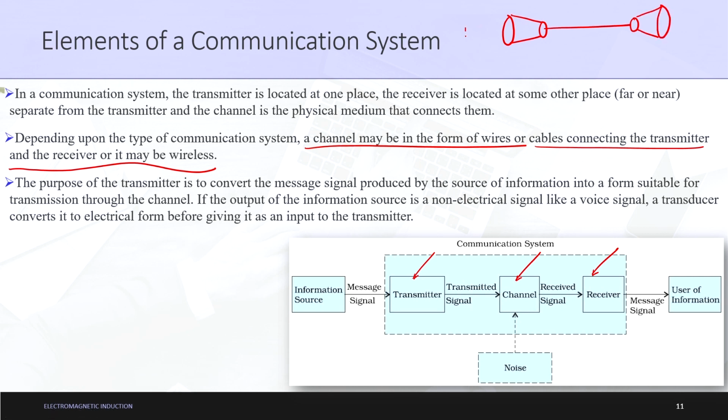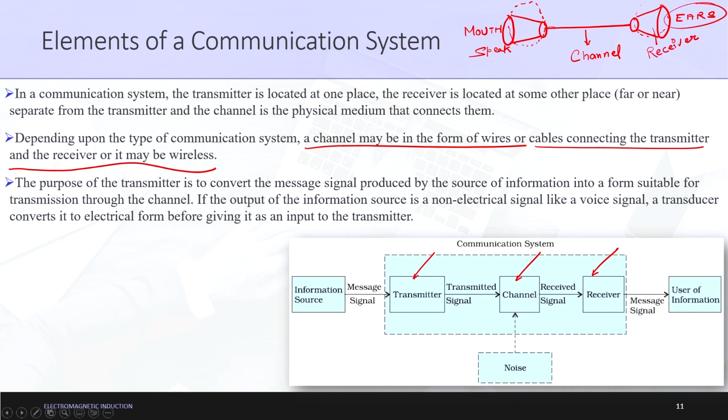Let us say one person's mouth is kept here and another person's ears are kept here. If you speak something, then you are the information source. The message is a voice signal for you. When the voice signal is captured by this transmitter, and then using these wires, which are nothing but a channel, finally this piece of cup is a receiver.